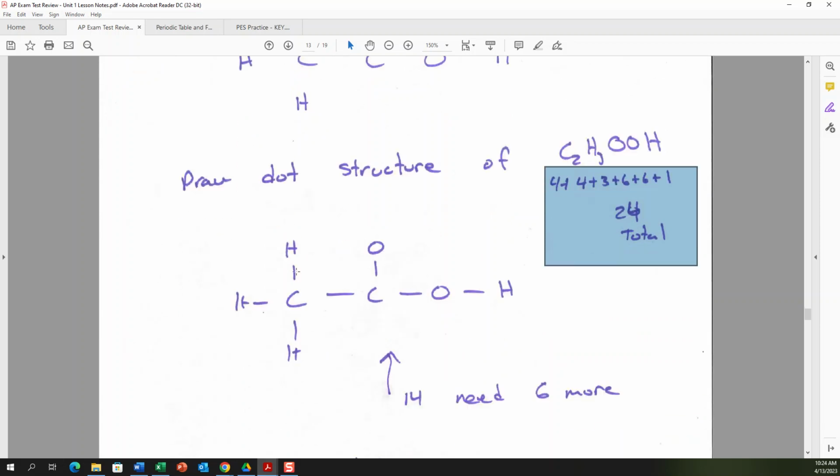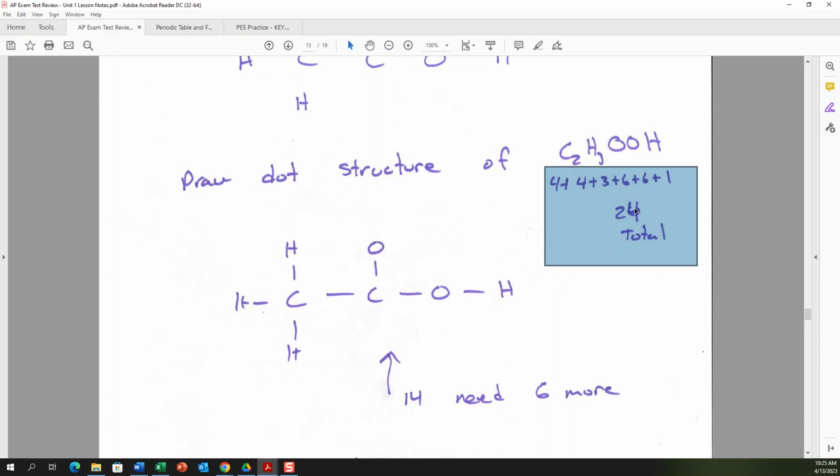So the first thing to do is just draw single bonds between everything, because they have to at least have single bonds to each other. So we'd fill in the bonds. If we count the dots we have here, 2, 4, 6, 8, 10, 12, 14. But again, we need 24. So we need 10 more dots, which means 5 lone pairs.